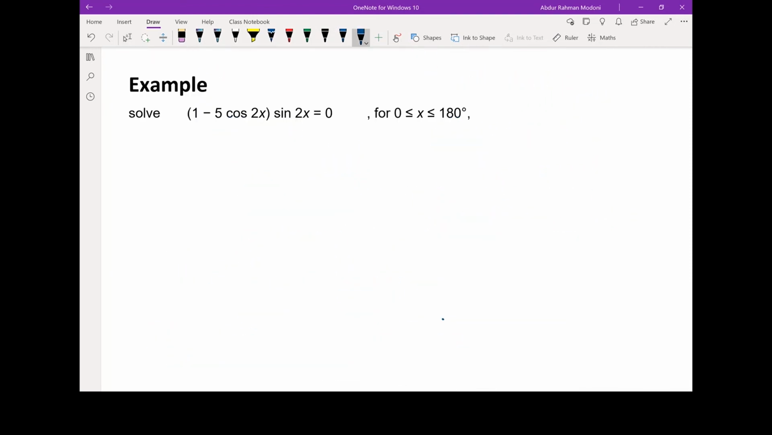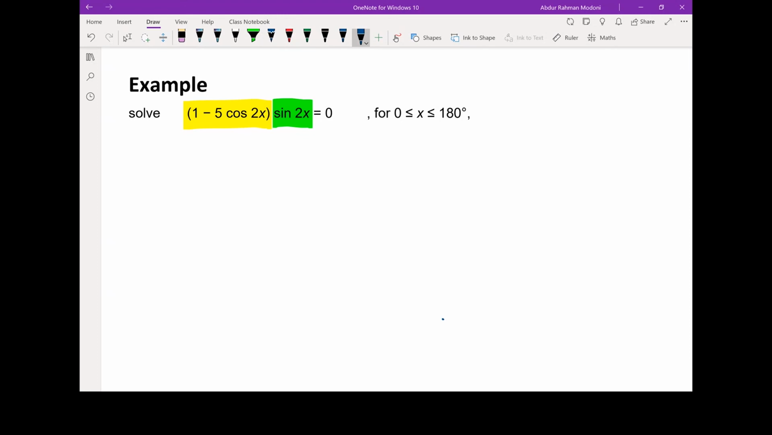Solving this trigonometric equation. Although there is more than one trig function here, we don't need to get them all to the same trig function in order to solve this. This is because what we have here is a factorized form with two factors. Here's one factor, and here is our second factor, sine 2x. In this factorized form, each factor contains only one trig function. If you can factorize a trig equation into factors such that each factor has only one trig function, then it can be solved as well.